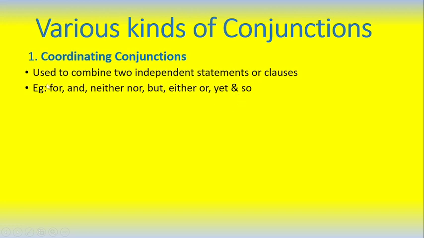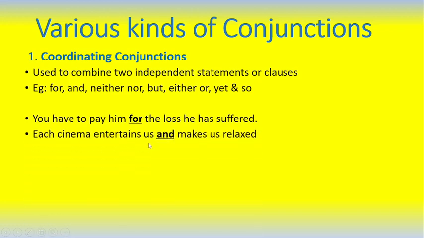So let us use all these conjunctions in a sentence. How to make sentences using all these conjunctions, especially coordinating conjunctions? Let's see one by one. You have to pay him for the loss he has suffered. See, for is a conjunction which joins two independent statements. Each cinema entertains us and makes us relaxed. Again, and is joining the two independent sentences or clauses.